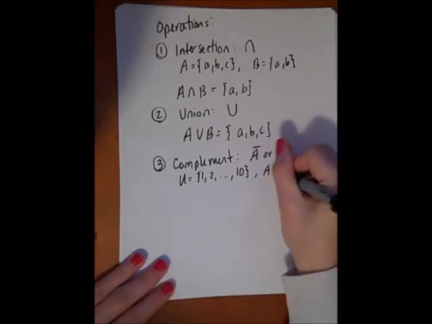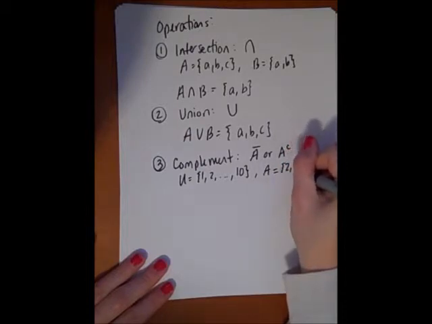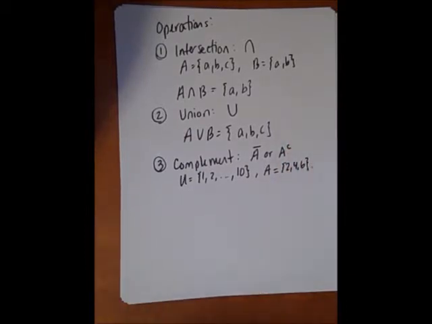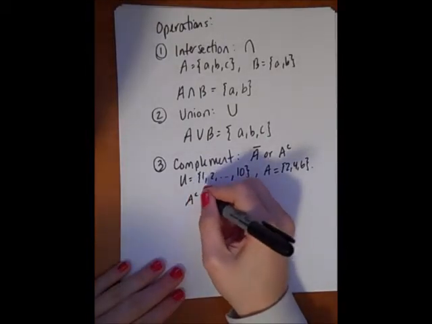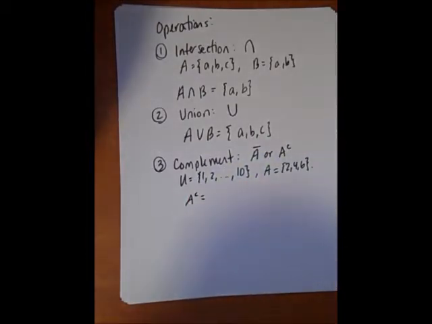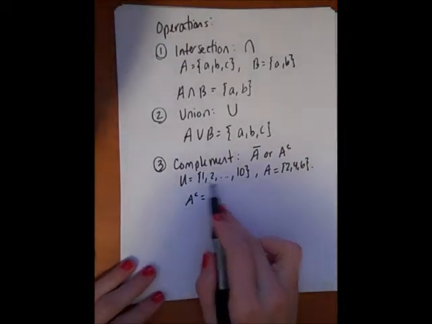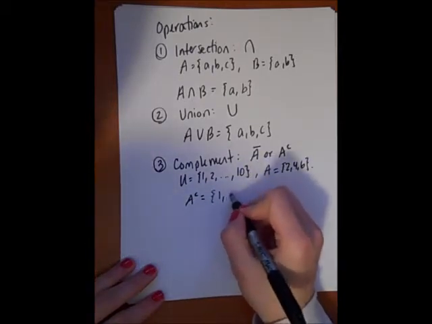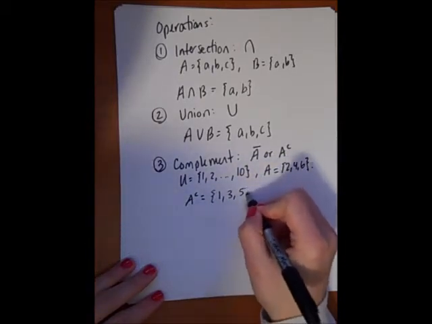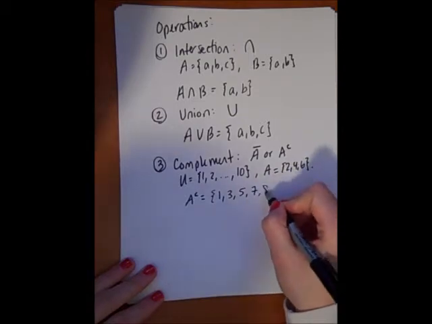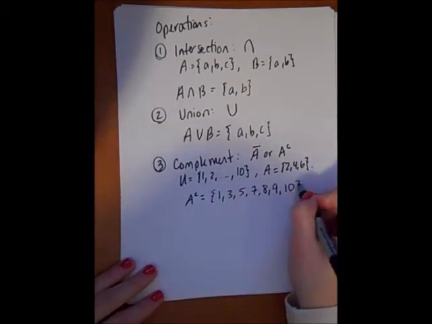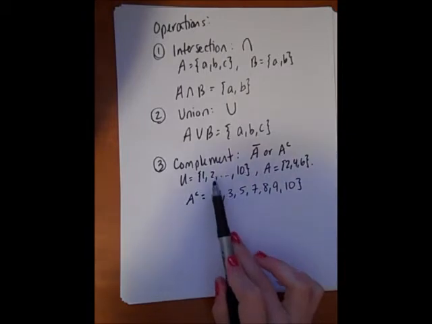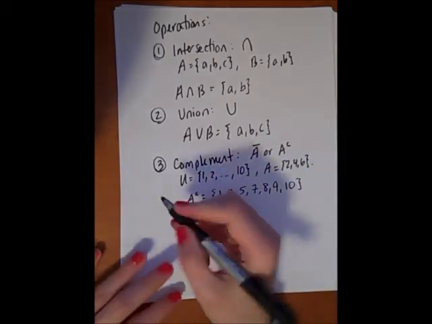And I'm looking at the set A, which is 2, 4, and 6. What is A complement? So A complement is everything that is not in A. So I look at my universal set and I say, what's in my universal set but not in A? So here it'll be 1, 3, 5, and then 7 through 10. So this is everything that was in the universal set but not in A.